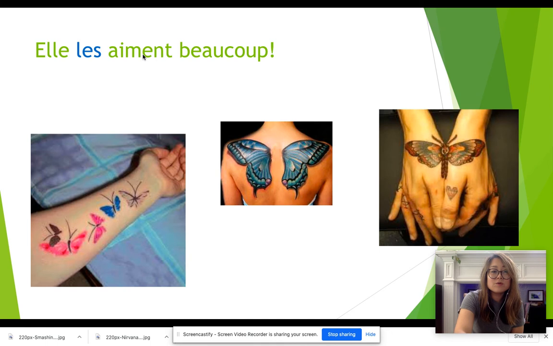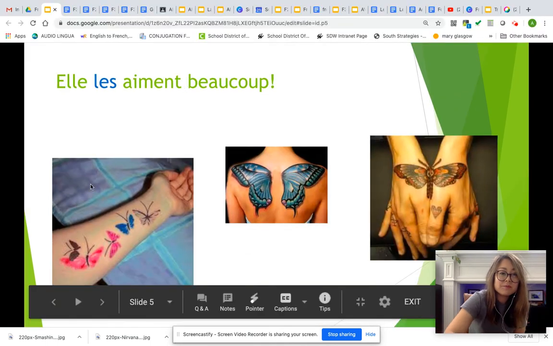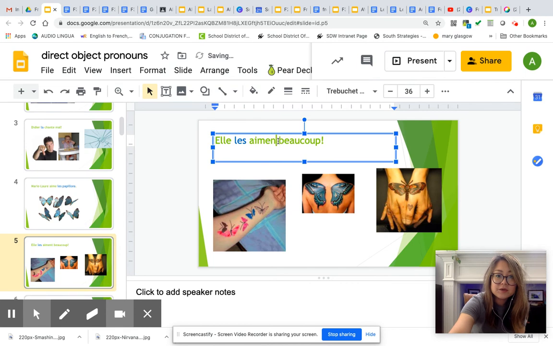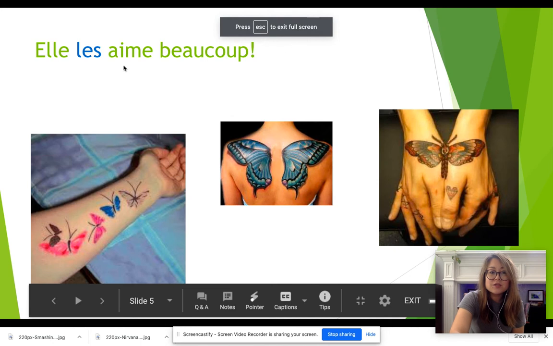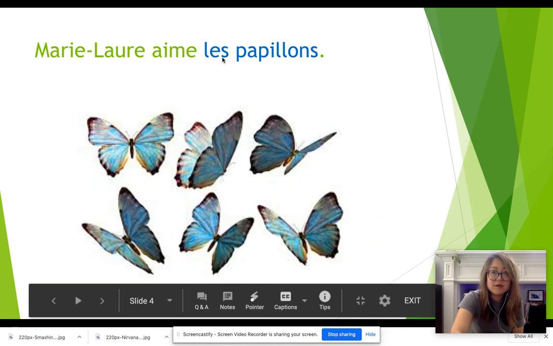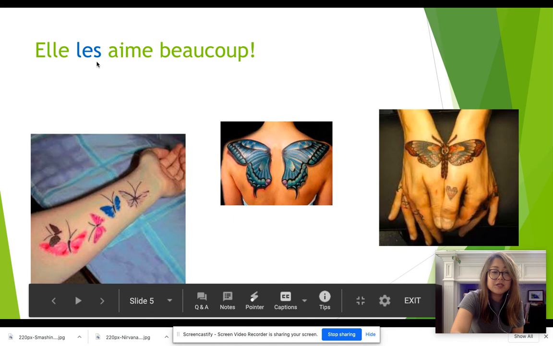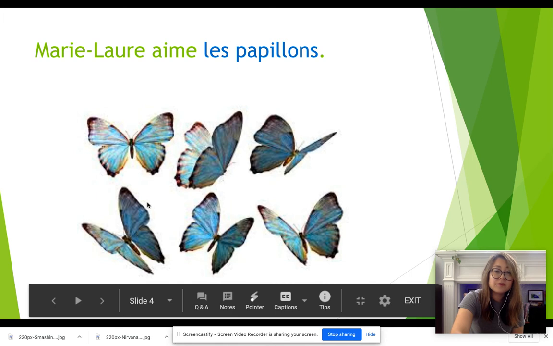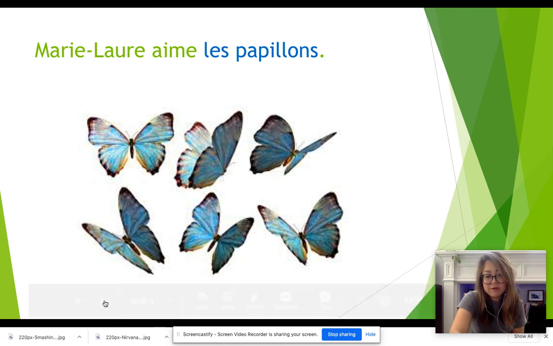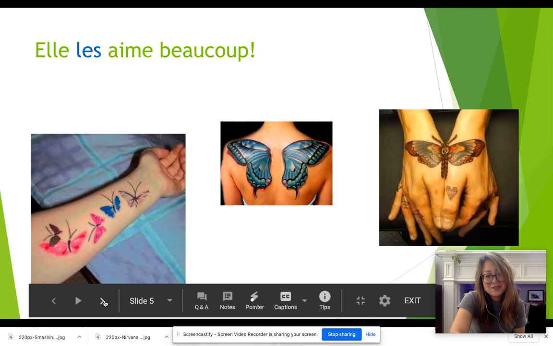Oh, you know what? There is a typo here. If this is like this on your thing, can you guys fix it? So she likes them a lot. Elle les aime beaucoup. She likes them a lot. So we see that les papillons is plural here. And when we say she likes them, les is referring to les papillons. So instead of saying Marie-Laure likes butterflies, she likes butterflies a lot, you could then just simply say Marie-Laure likes butterflies, she likes them a lot, and it makes a lot more sense.